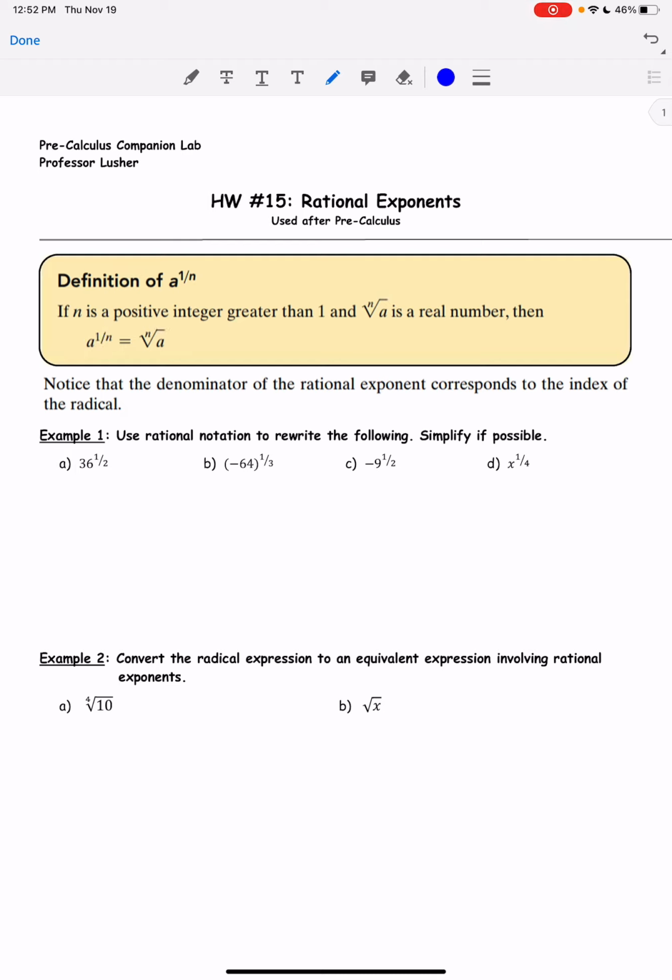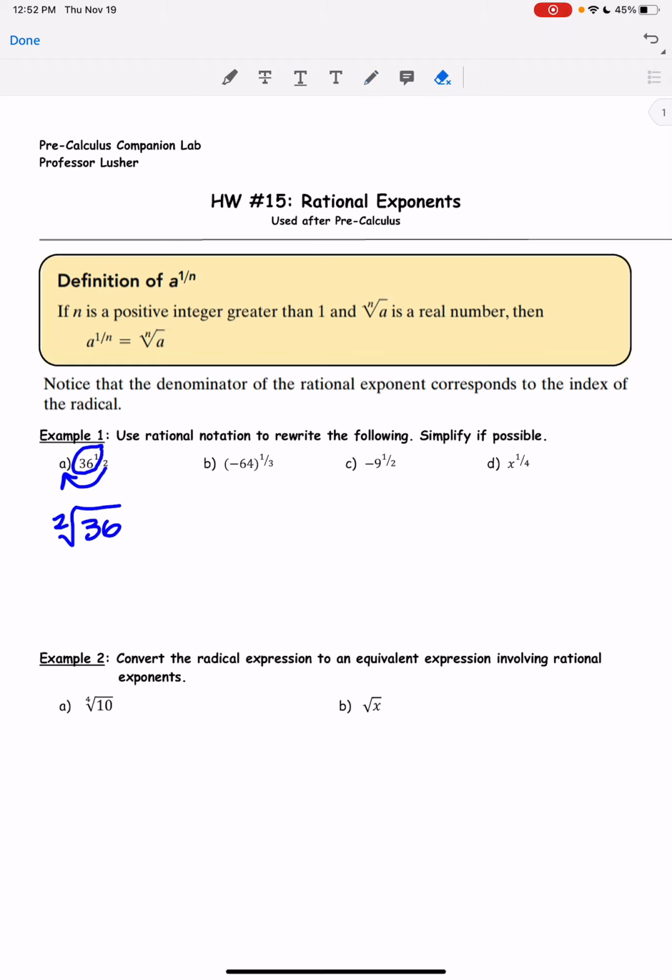So example 1, use rational notation to rewrite the following. Simplify if possible. So 36 to the 1/2, that 1 is going to stay as an exponent, and then that 2 will come around and become the index. So this is the same as the square root of 36.